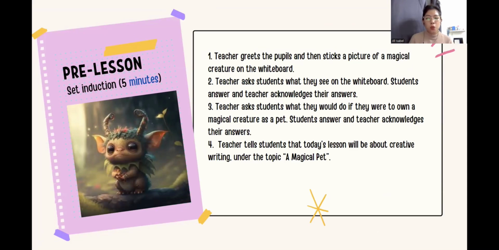So asking students what they see on the whiteboard gets them thinking and talking about the magical creatures that they know of or that they can imagine. This gets them involved right from the start and makes the topic more personal when they think about what it would be like to have a magical pet. Plus, starting with such an imaginative idea encourages students to be more creative in their writing.